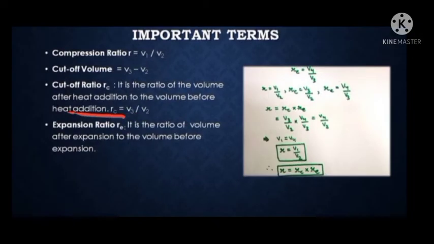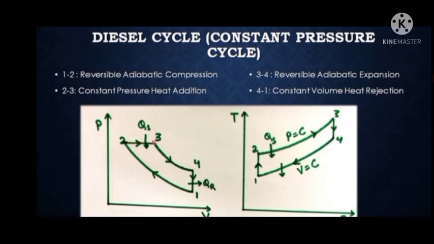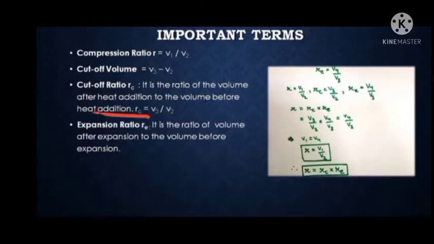So the cutoff ratio Rc is V3 by V2. Similarly, there is one more term, expansion ratio. Expansion ratio is the ratio of volume after expansion to the volume before expansion. So the expansion ratio is V4 by V3. So there are three ratios: compression ratio, which is V1 by V2, cutoff ratio, which is V3 by V2, expansion ratio, which is V4 by V3. These are the three important terms in diesel cycle, right?